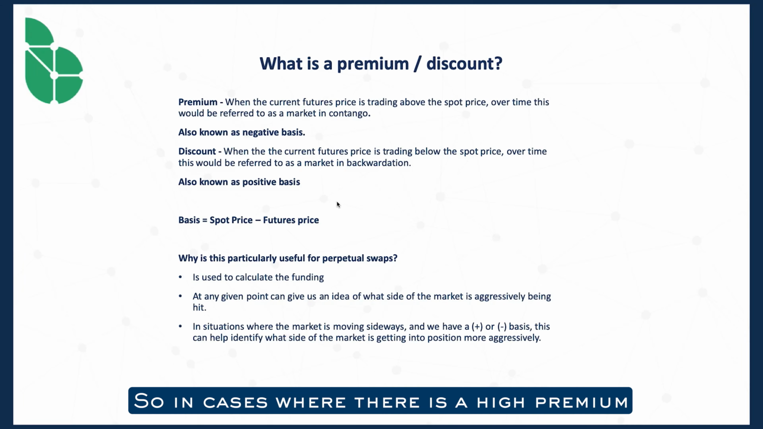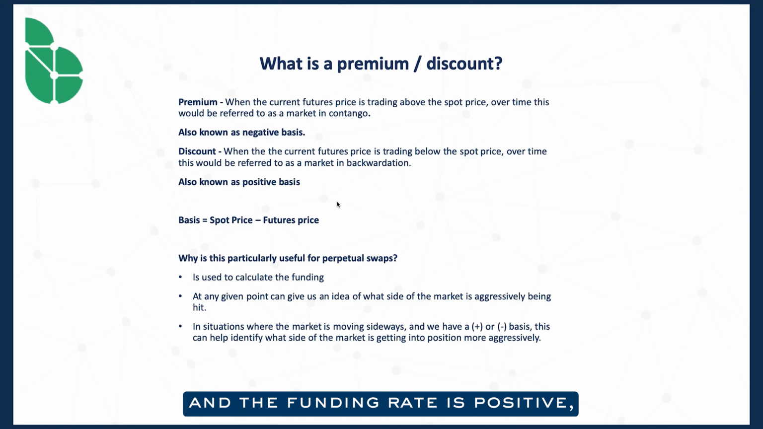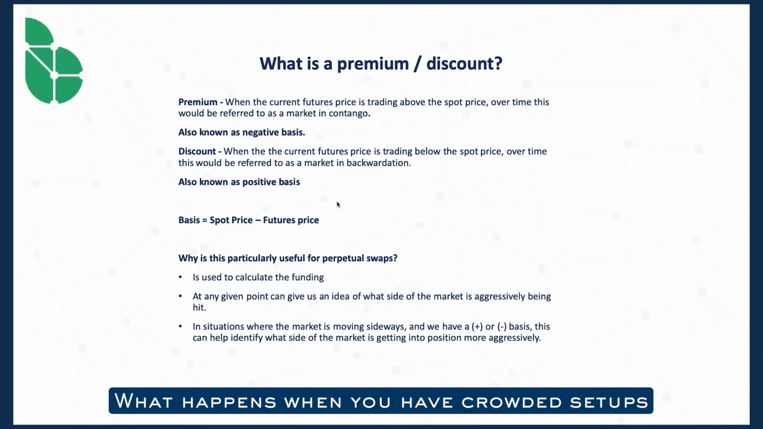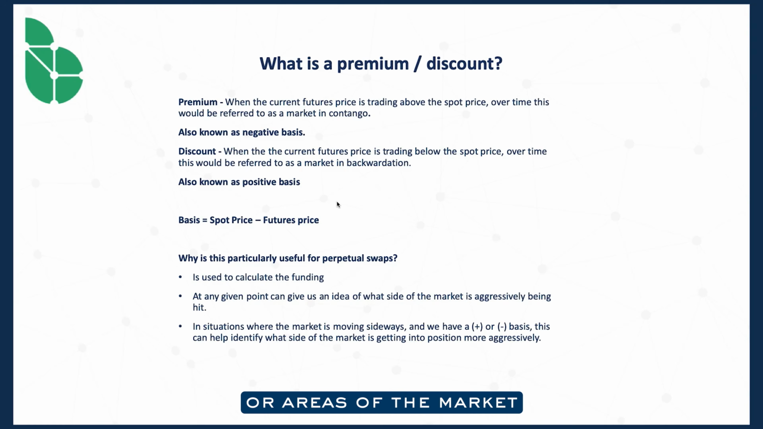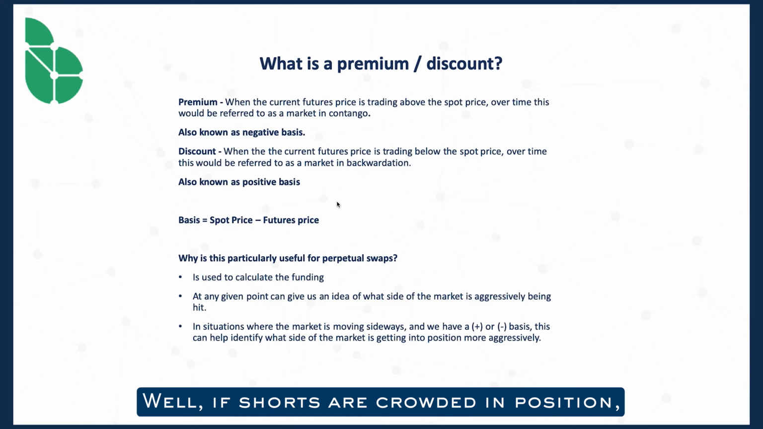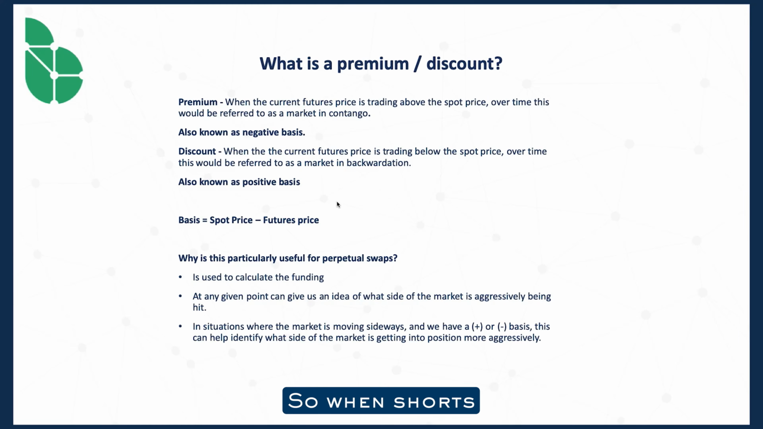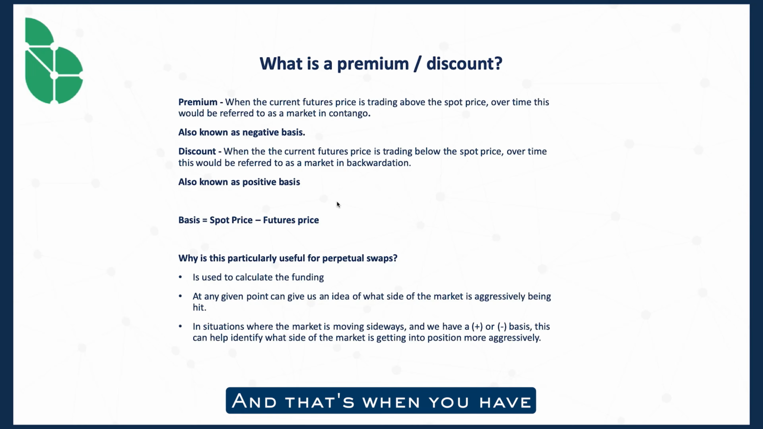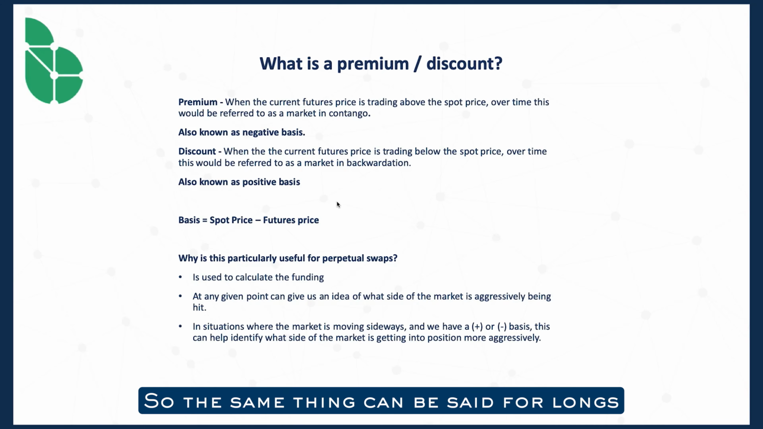So in cases where there is a high premium and the funding rate is positive, along with maybe some evidence that the open interest has been increasing, this is good evidence for a case to be made around longs potentially being offsides or crowded in the wrong position, right? And what happens when you have crowded setups, where longs are crowded or shorts are crowded? Well, if shorts are crowded in position, then you have squeezes. When shorts are crowded and they're pressured, they all have to close out at once and go through the door, and that's when you have a squeeze upward. The same thing can be said for longs.